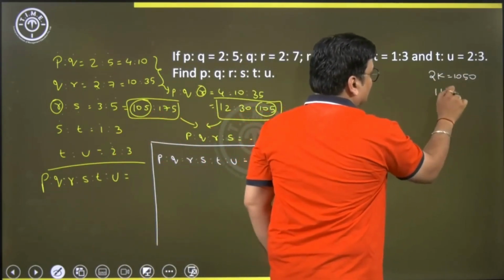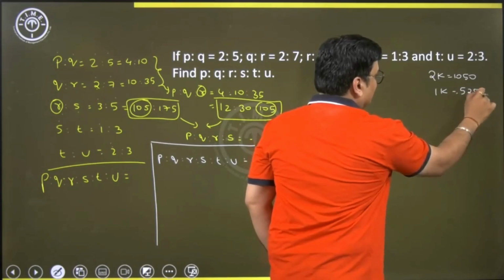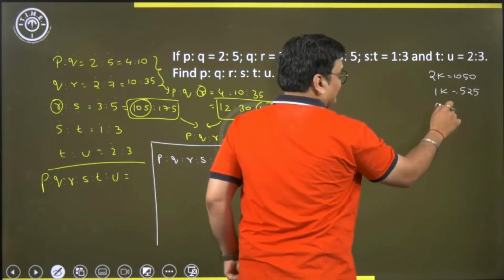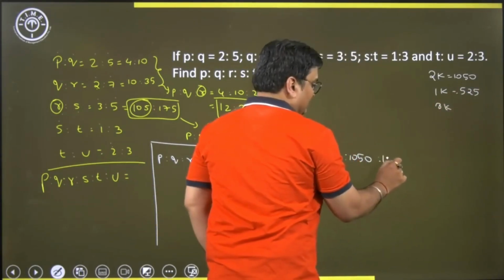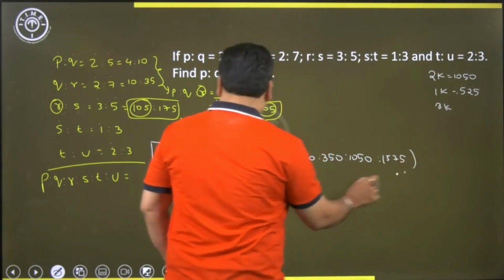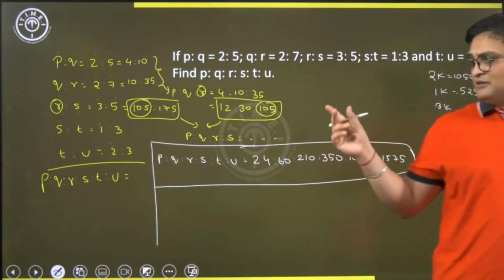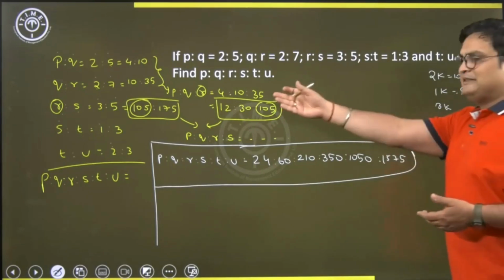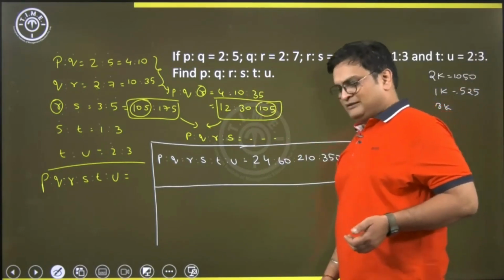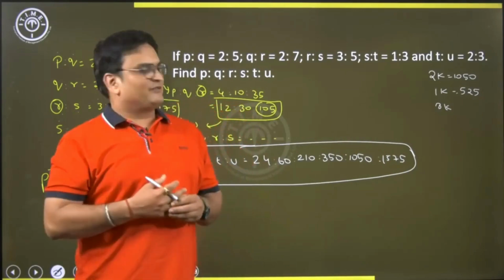So 1 part will be 525 and I need to find out 3 parts. So that will be 1575. So this will be slightly better than the above approach. I am not saying this is still the best approach, but this will be slightly better than the previous approach that we are trying to do there, merging them individually.